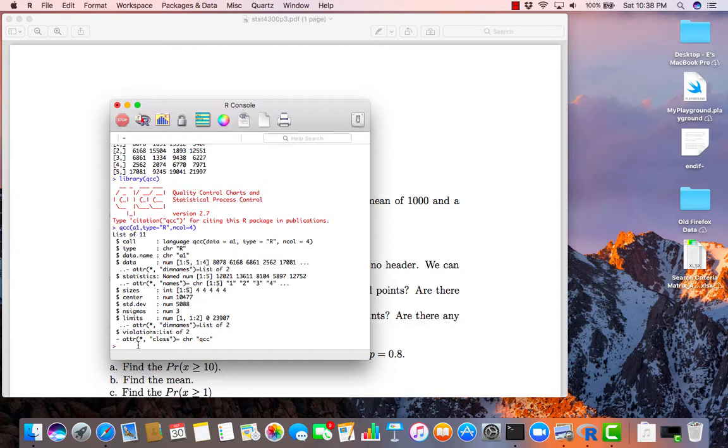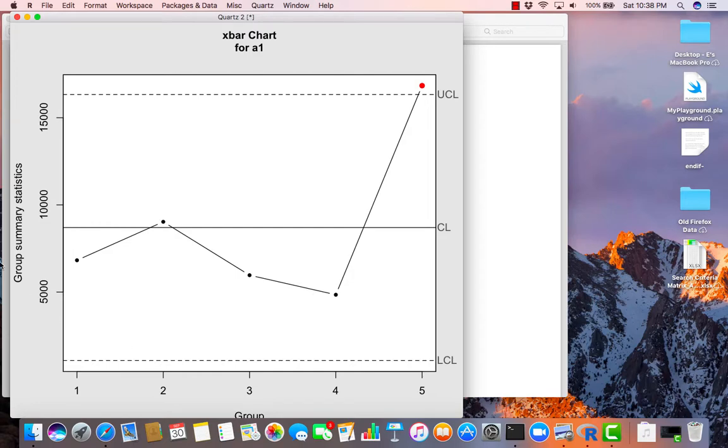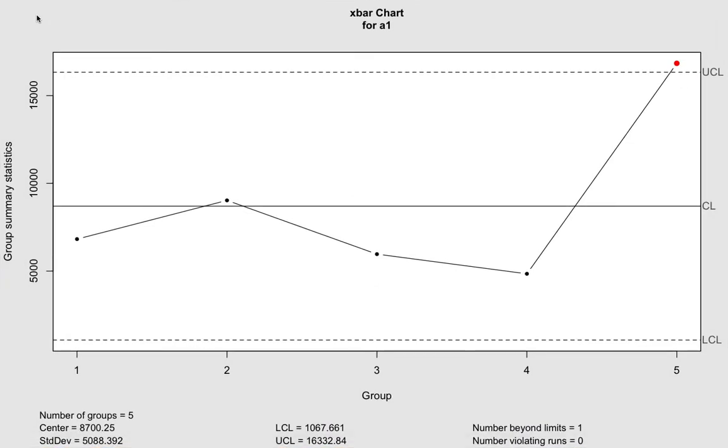Let's take a look at our X bar chart. So just change the R into an X bar. Aha, finally, we have one violating the limit. Yay. So we have one violating the limit. We have something wrong with our process, so we need to go in and investigate it. We still have 5 groups.